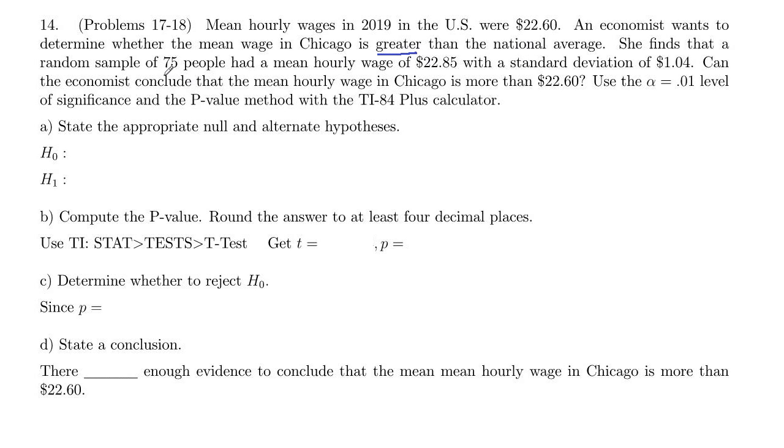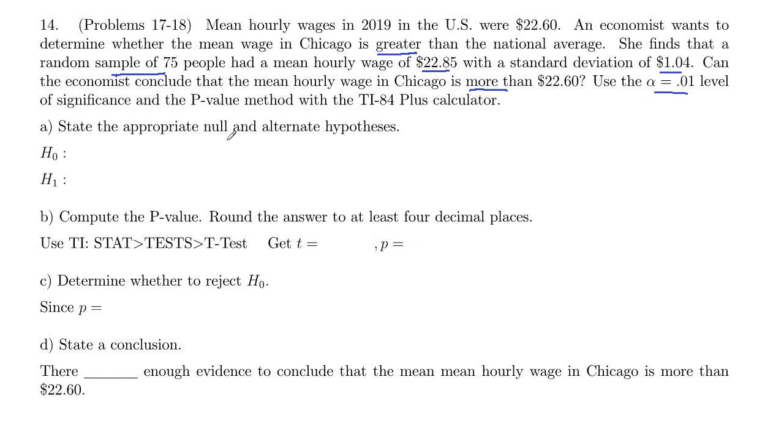So she finds a random sample of 75 people. Mean hourly wage for that sample was $22.85 with a standard deviation of 1.04. Can they conclude that the mean hourly wage in Chicago is more than the $22.60 using alpha as 0.01 level and p-value method with the calculator?